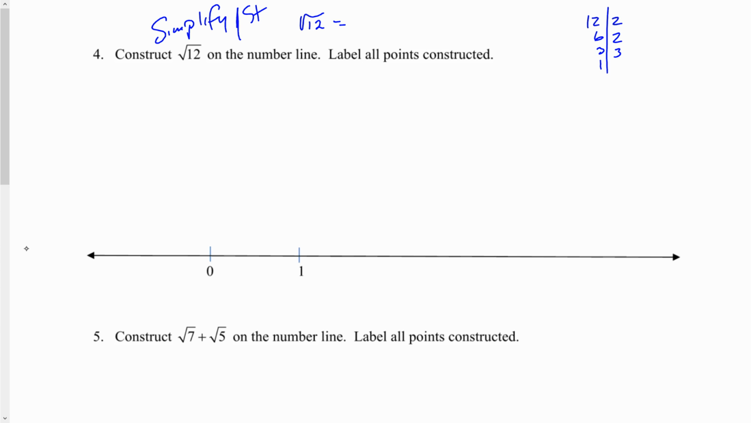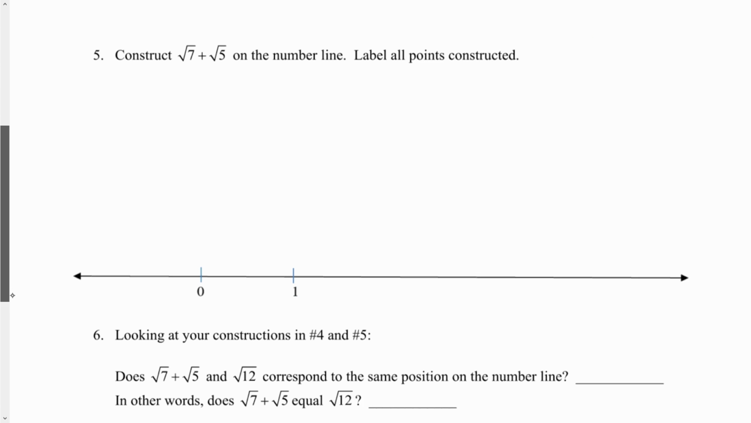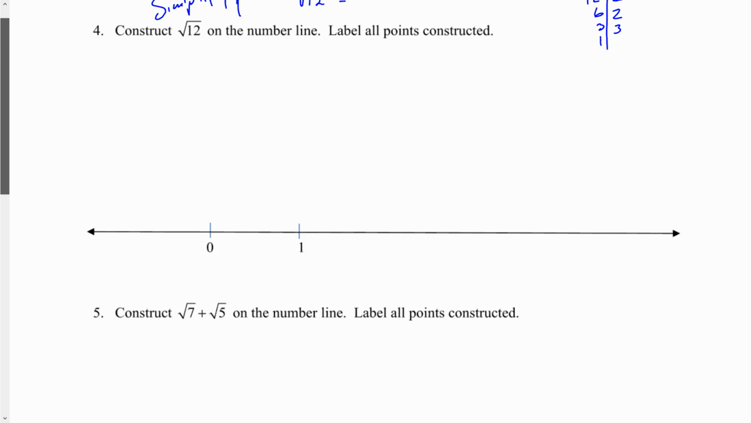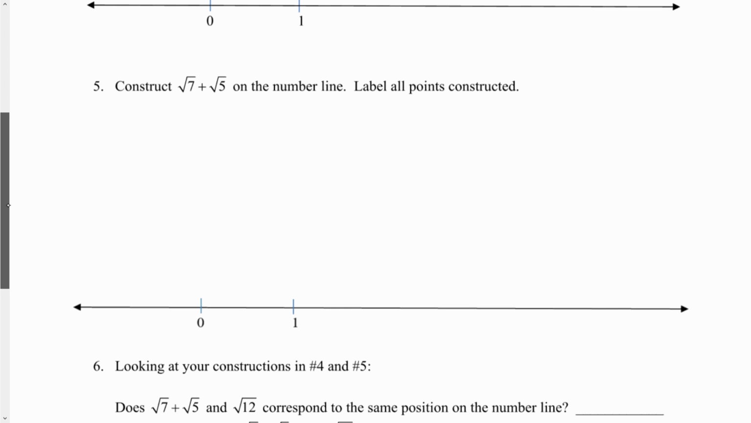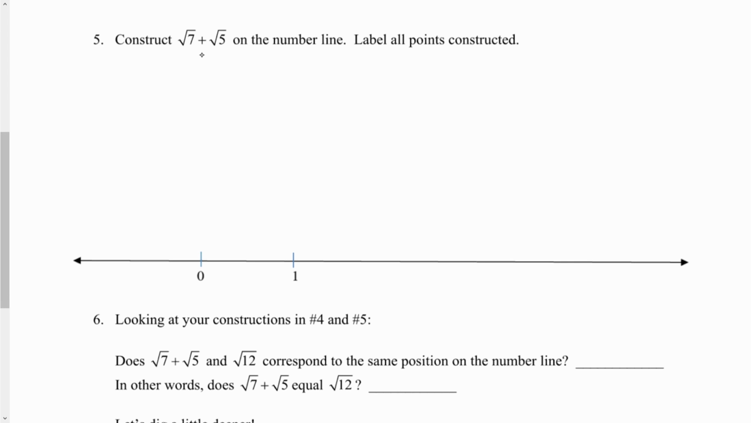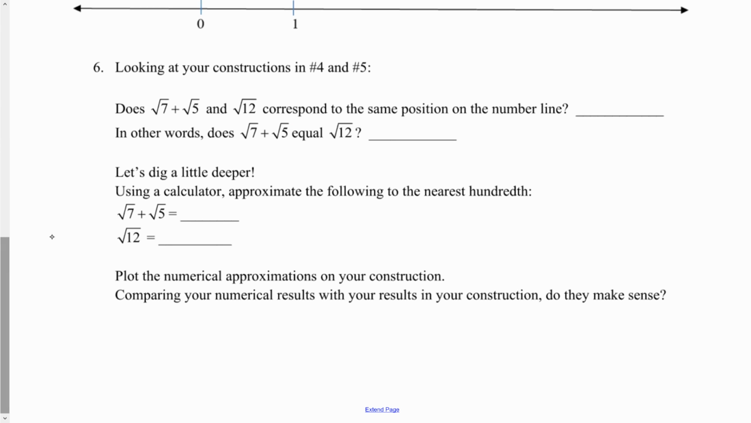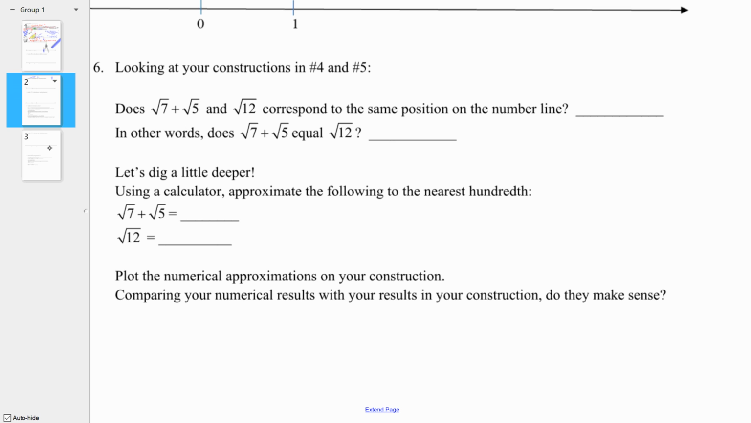Okay? And then on the next one here, you've got to do something new. You've got to construct root 7 and then root 5 and then add them on the number line and figure out where it's located. Where is root 7 plus root 5? And how does that compare to root 12? I don't know. You've got to figure that out. And then you've got to go back to our previous discussions. How do you construct root 7? How do you construct root 5? Go back to the previous discussions. We talked about that. And then you can answer the following question once you construct it.